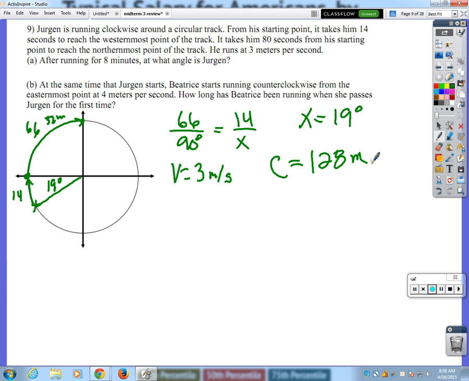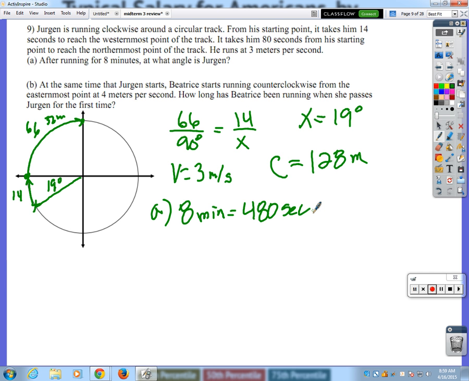Okay, so after running for 8 minutes, at what angle is Jurgen? So the first thing that I would like to do is change the 8 minutes into seconds. Are you okay with that? Yeah. Okay. So 8 minutes is what? 480 seconds. Okay.